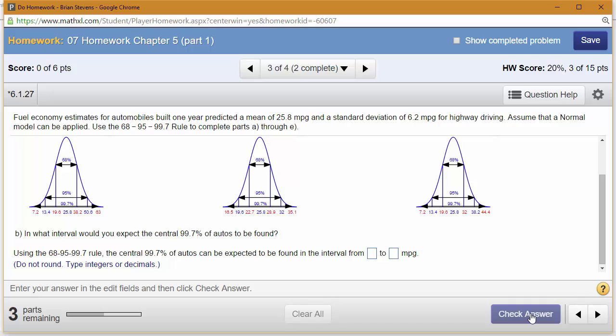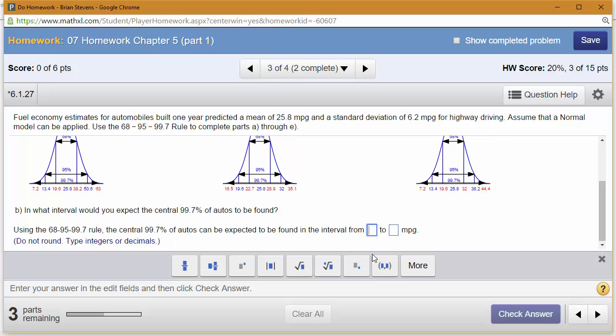What is the central 99.7%? Well, that's in between positive and -3 standard deviations, because you can see it right here between negative and positive 3. So we can go ahead and type in the answer right here.